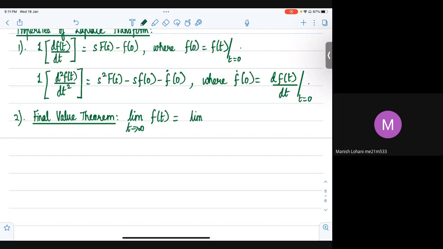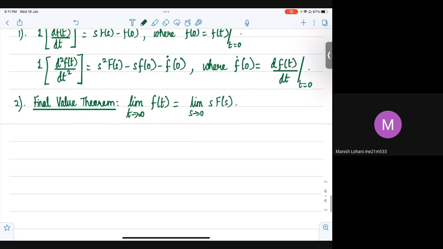Essentially, the limit as t tends to infinity of f of t can be written as the limit as s tends to 0 of s times capital F of s. So the expression becomes very simple there. We take capital F of s, multiply it by s, and then take the limit as s goes to 0 for the product. That is the final value.